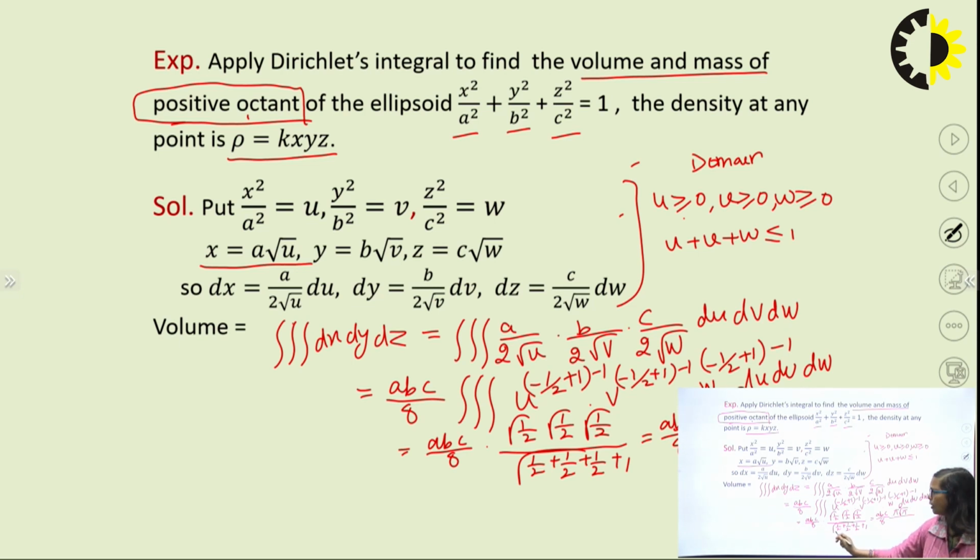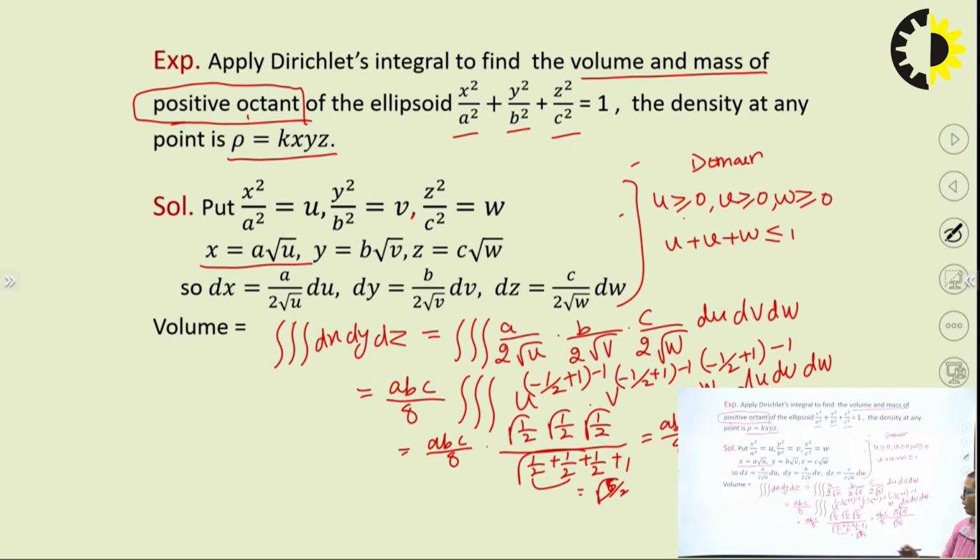And what we get in the denominator after adding them? Half plus half is 1. 1 plus 1 is 2. And 2 plus half will become gamma 5 by 2. So on solving this, we get gamma 5 by 2. Finally, to evaluate this, I need to find the value of gamma 5 by 2.